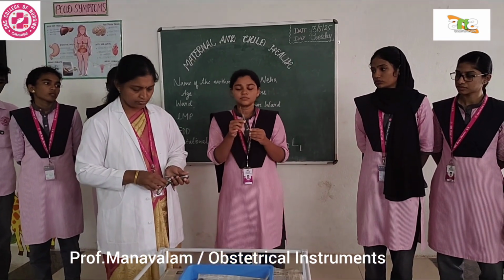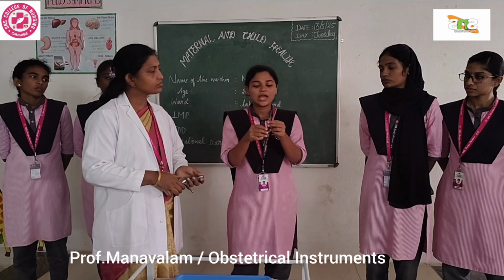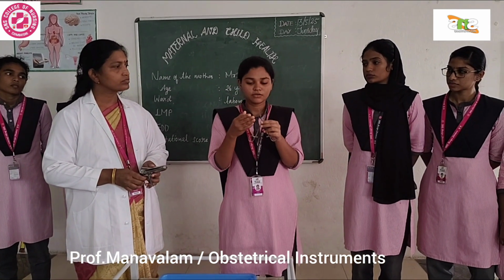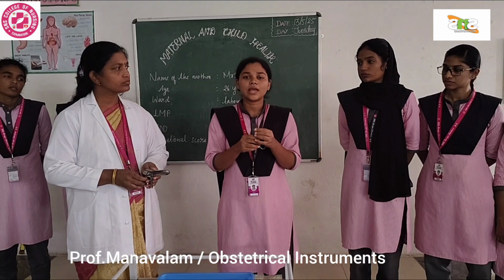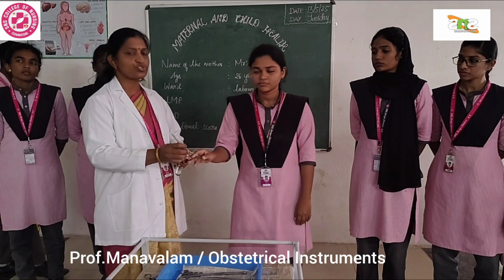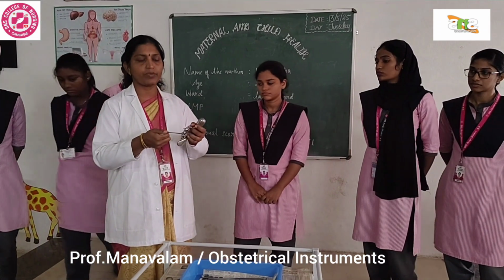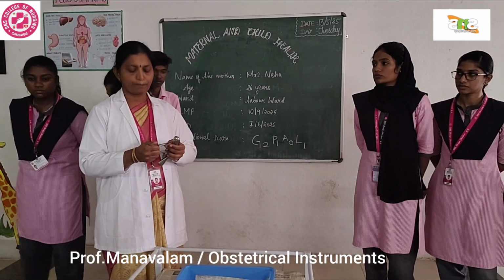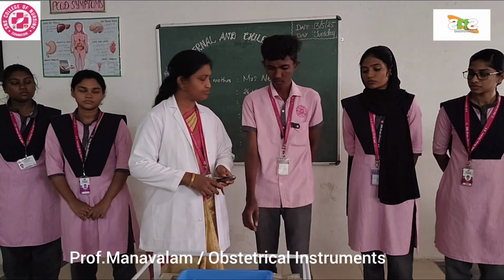This is Kocher's forceps. There is a tooth on one side of the blade and a groove on the other side for a better grip. It is used to clamp the cord, and also for rupture of the membranes in case of ARM, artificial rupture of the membranes. Next.